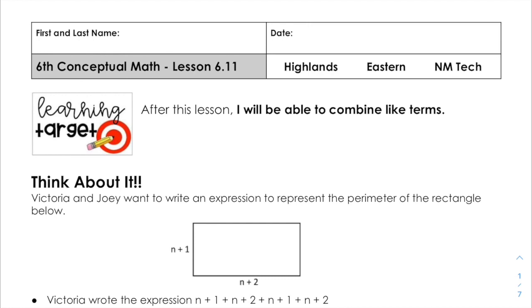Hey guys, let's do lesson 6.11. Your learning target for this lesson is: I will be able to combine like terms.